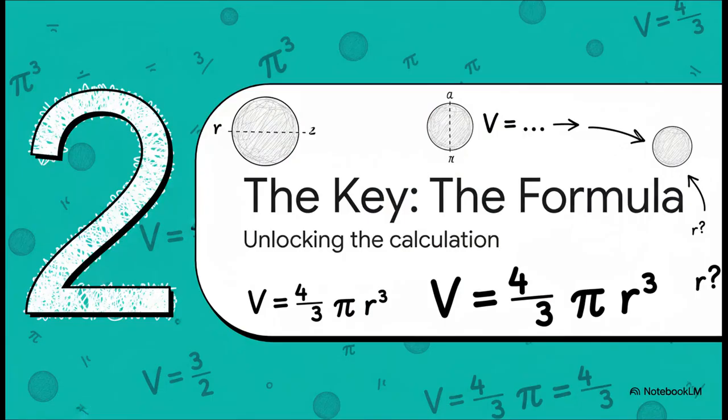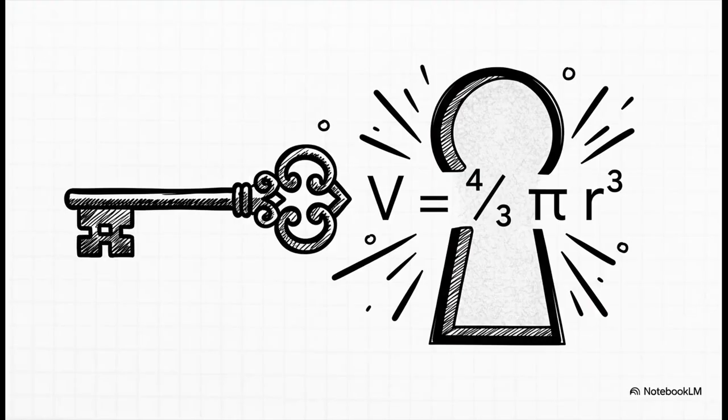So the big question is, how do we actually figure out how much space is in there? Well, to crack this whole thing wide open, we need a special tool. It's like our master key, and it's a formula. And there it is. V equals 4/3 pi r cubed. I know, it might look a little scary with the fraction and the little 3 and everything, but I promise you, it's not as bad as it looks. Once we unpack it, you'll see it's actually pretty simple and super powerful.